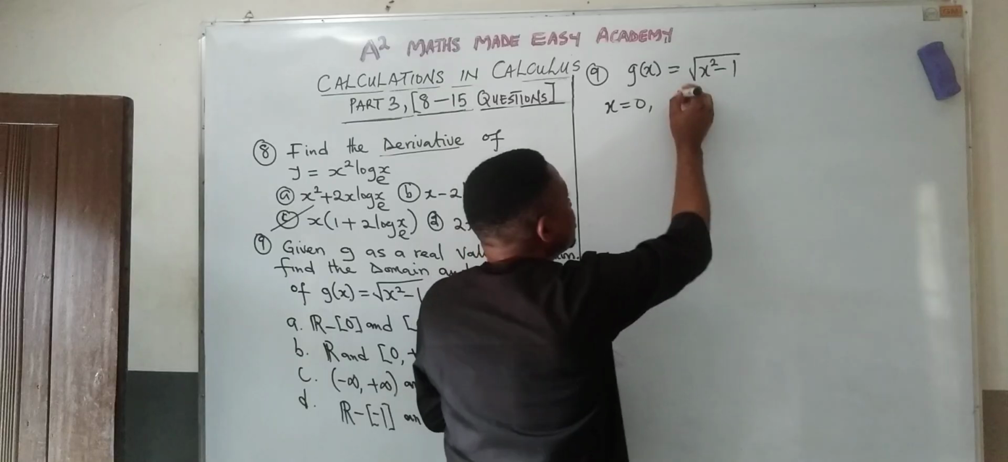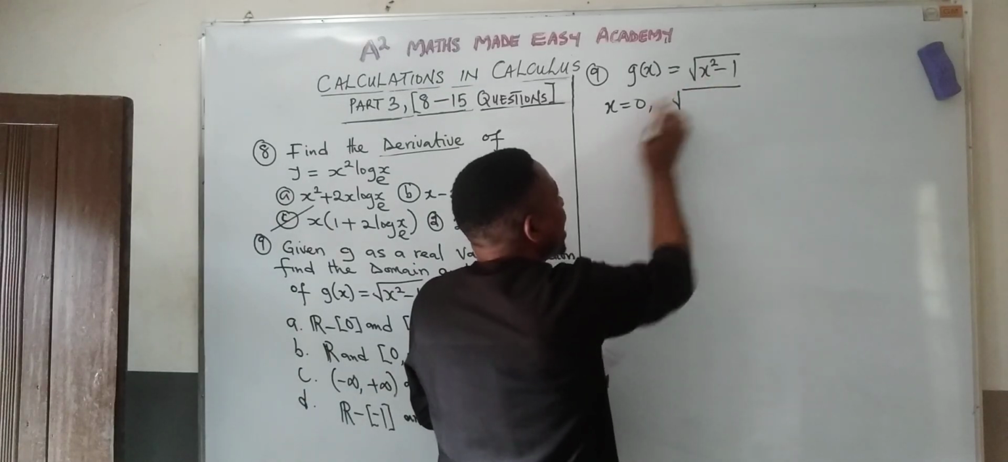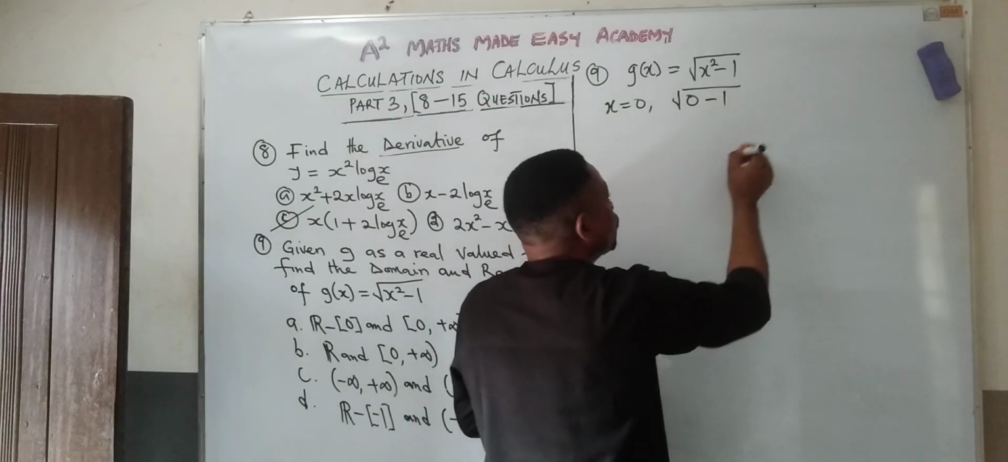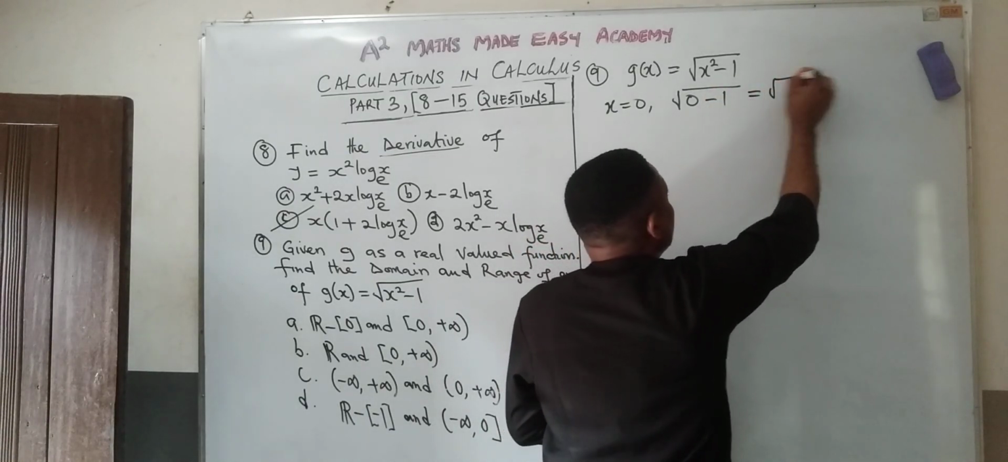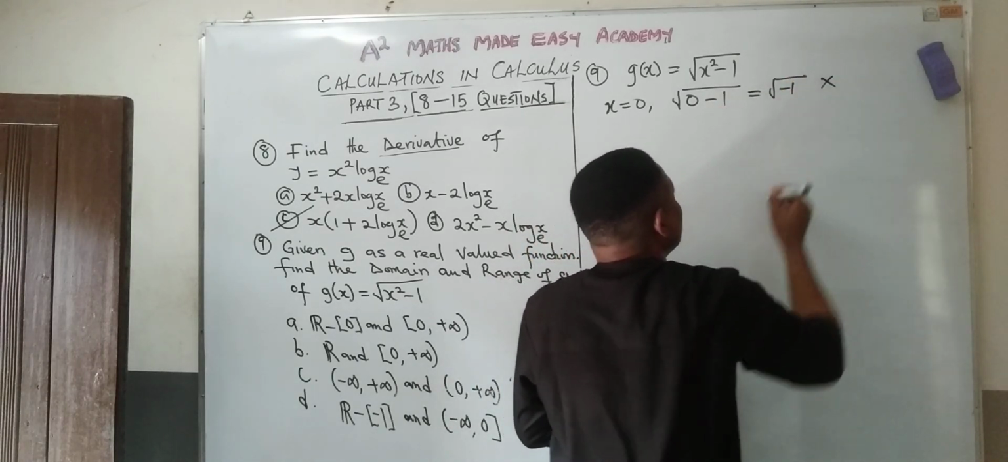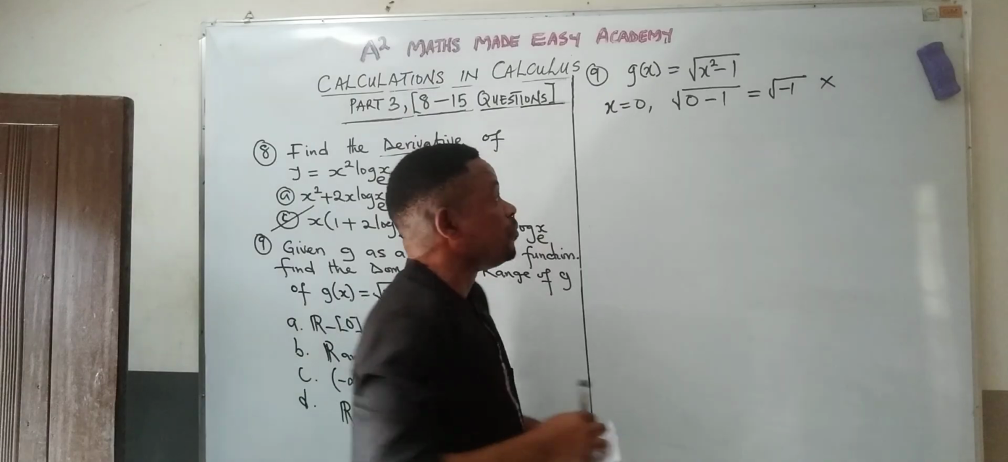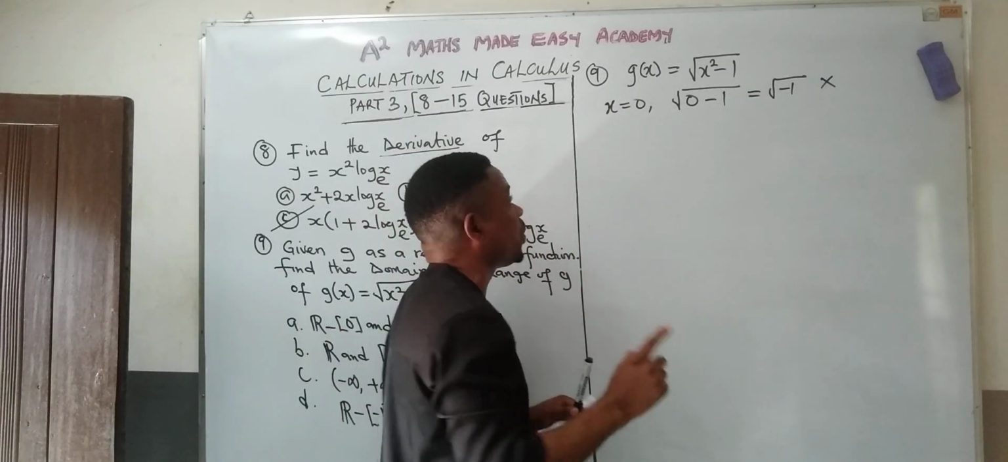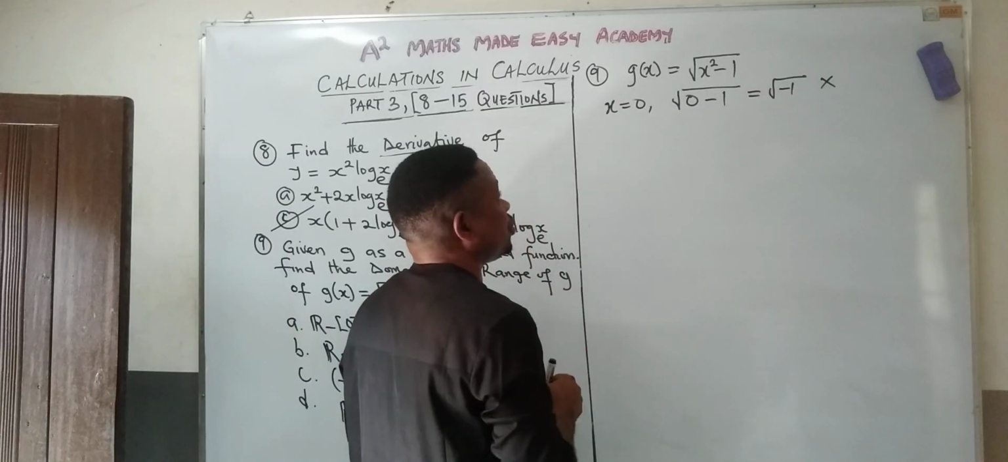Let's try it. This is square root, right? What is x? x is 0. 0 squared will give you 0. Then minus 1. If you continue, you have square root of 0 minus 1, which is square root of minus 1. Can you see that this kind of problem does not exist because there will be no range. So x equal to 0 cannot be the domain of this function g.